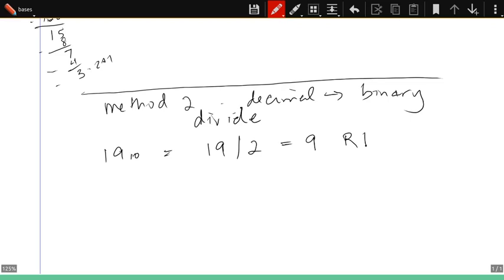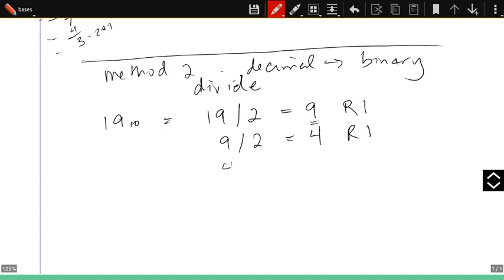So then after each step, we ask ourselves the question, this quotient, can we divide it by 2 again? Is it bigger than or equal to 2? And it is. So then we take the 9 and we divide by 2 again. And in this case, we get a 4. 4 times 2 is 8. That gives us a remainder of 1.